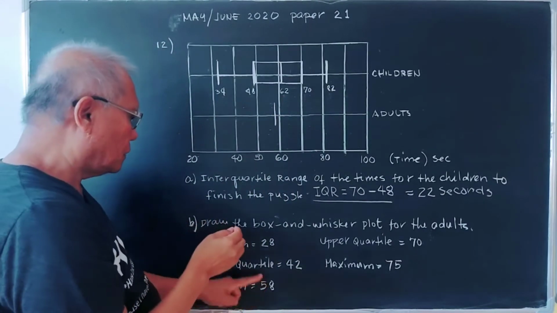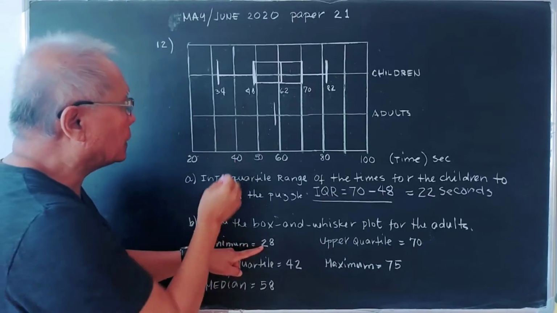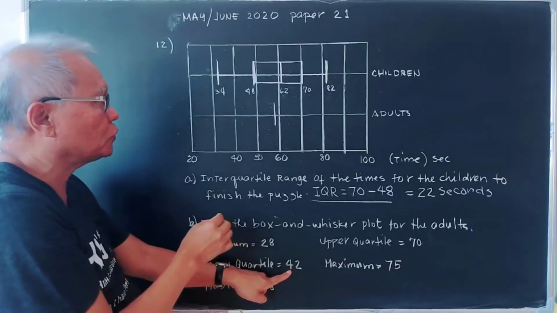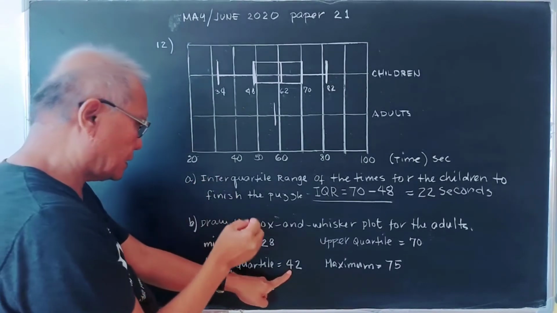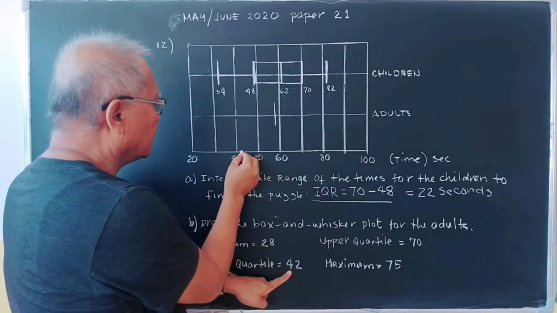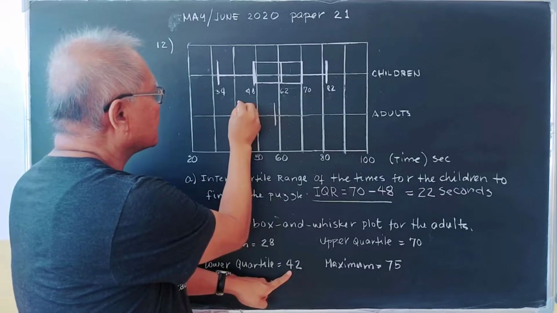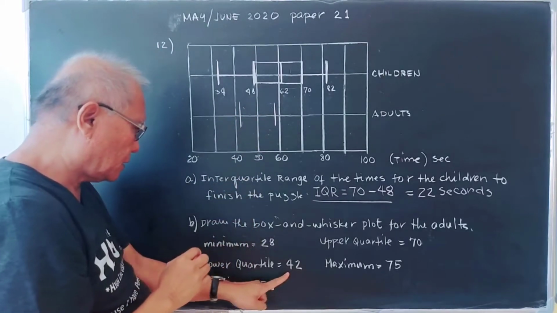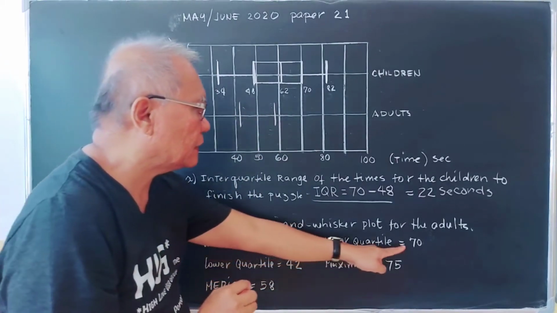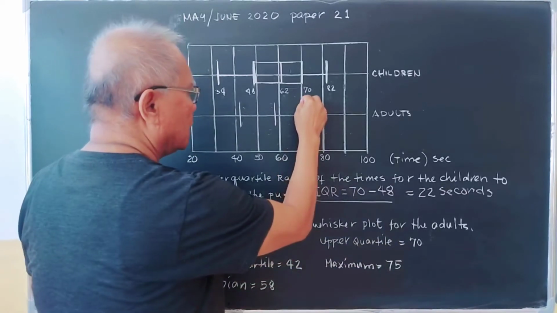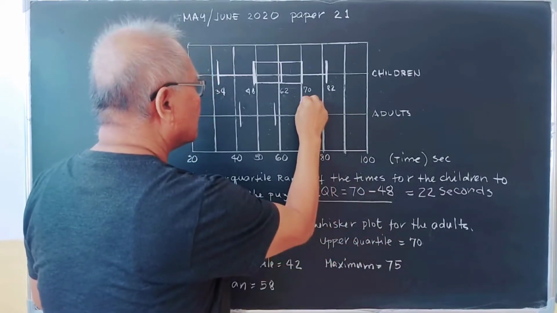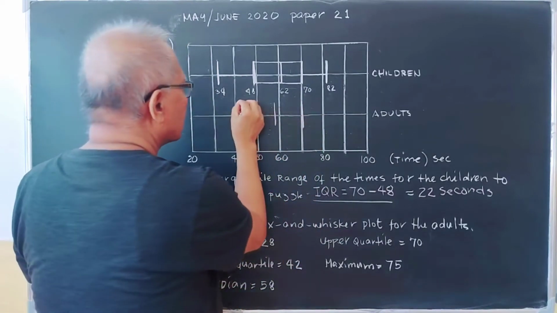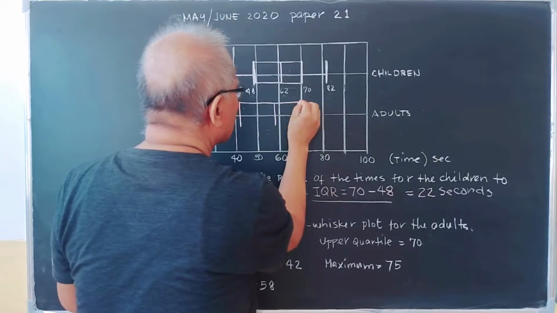And then we draw the lower quartile, which is 42. We will form first the box. This one is 40, so 42 is more or less here. And then the upper quartile is 70, so we have 70 also here. And then we draw the box. So the box is this one.